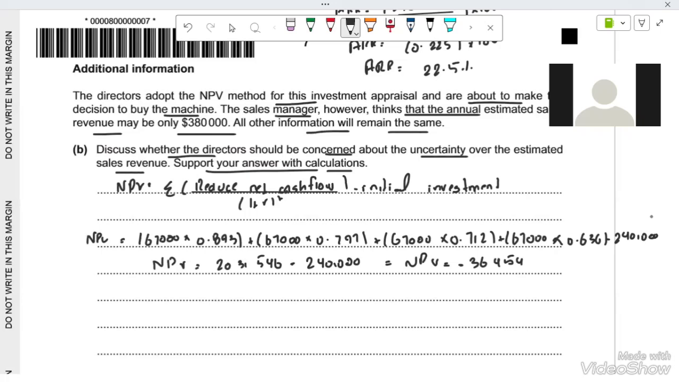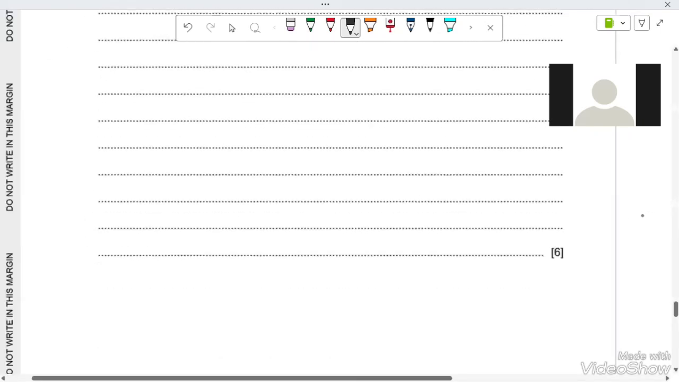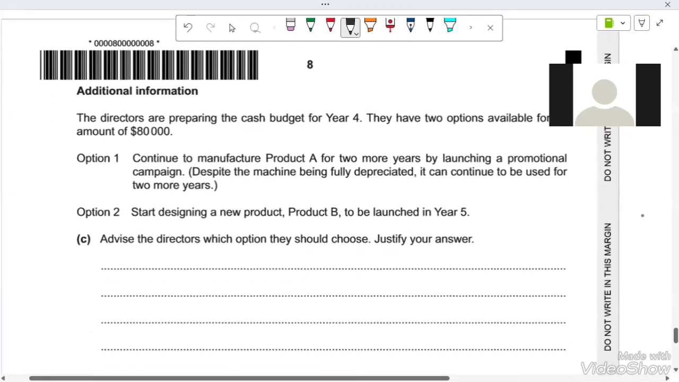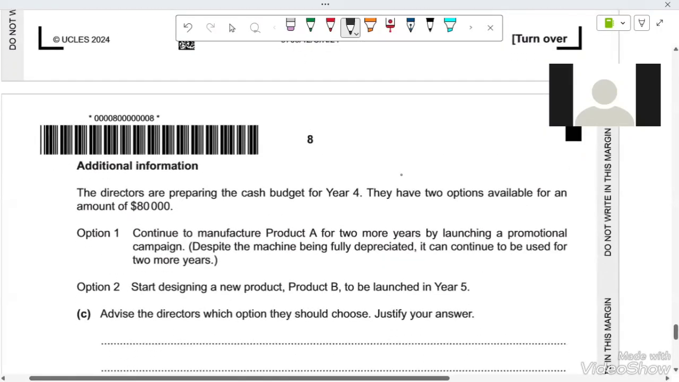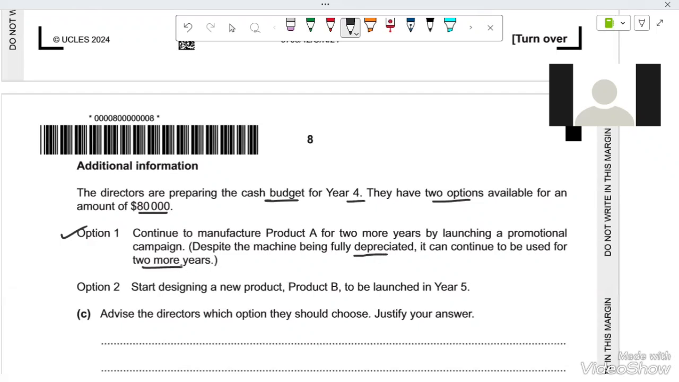Now, in the next question, the directors are preparing the cash budget for year 4. They have two options available for an amount of $80,000. Option 1 is to continue to manufacture product A for 2 more years by launching a promotional campaign. Despite the machine being fully depreciated, it can continue to be used for the 2 years. Option 2 is to start designing a new product B to be launched in year 5. Advise the directors which option they should choose, and justify your answer.